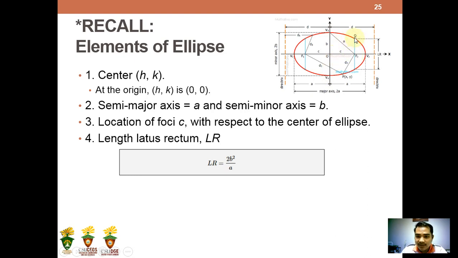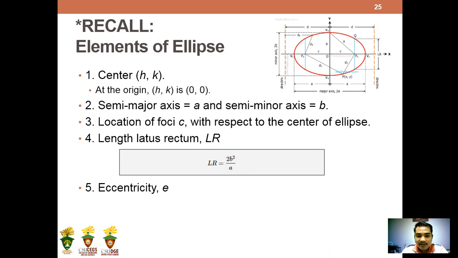Since kay parallel man sila dapat ni latus rectum, and muagi dapat siya sa one of the focus. So in this case, latus rectum at F2 and latus rectum at F1. Pero of course, same man na sila of value. No? And we have the formula which is equal to 2b squared over a, where b is the semi-minor axis, no? Semi-minor axis squared over ang kaning a is ang semi-major axis.